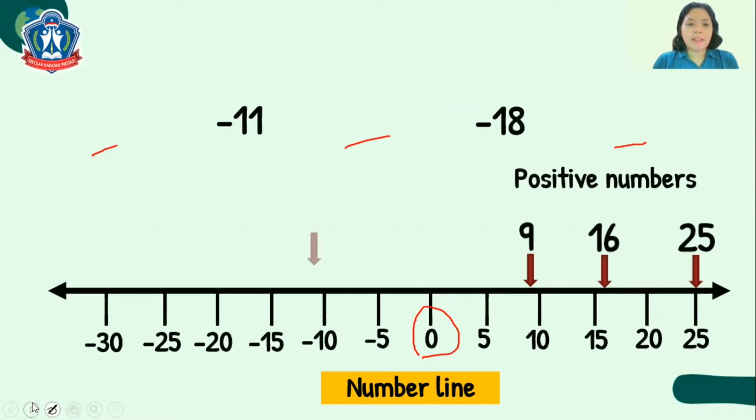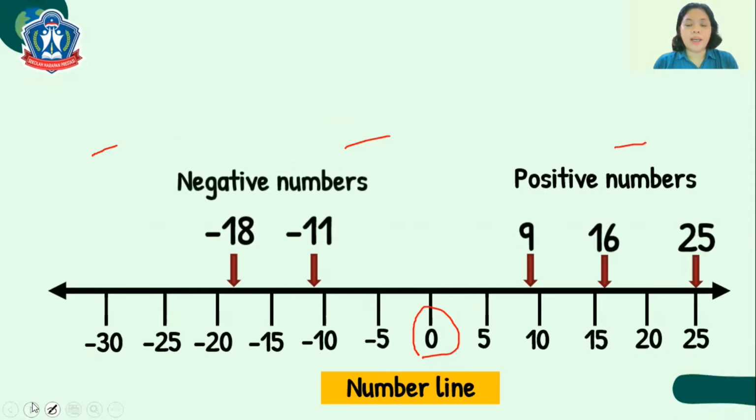Numbers like -11 and -18, they are located on the left side of 0, and they are what we call negative numbers. And they have a smaller value than 0. So all numbers on the left side of 0, or all negative numbers, are smaller than 0. And all positive numbers have greater value than 0. Anyway, 0 is neither positive nor negative.